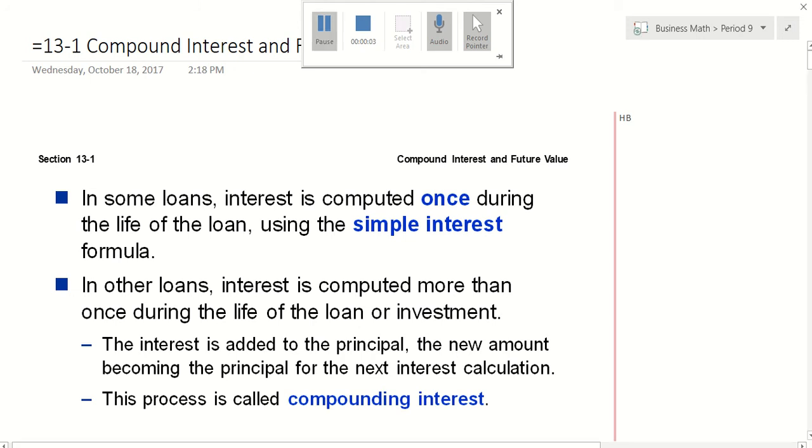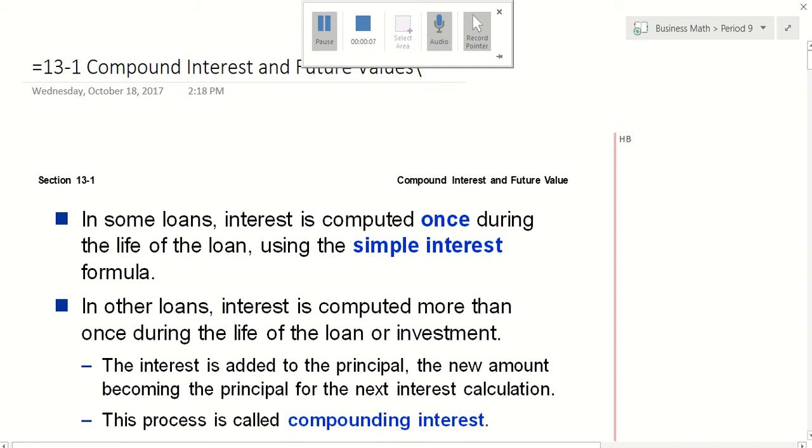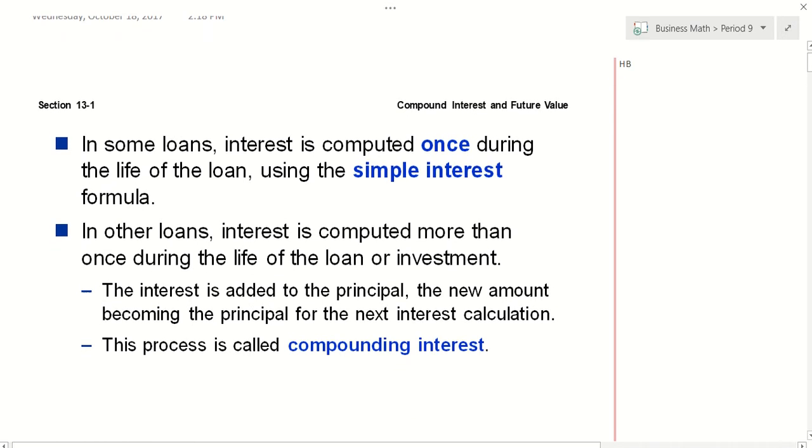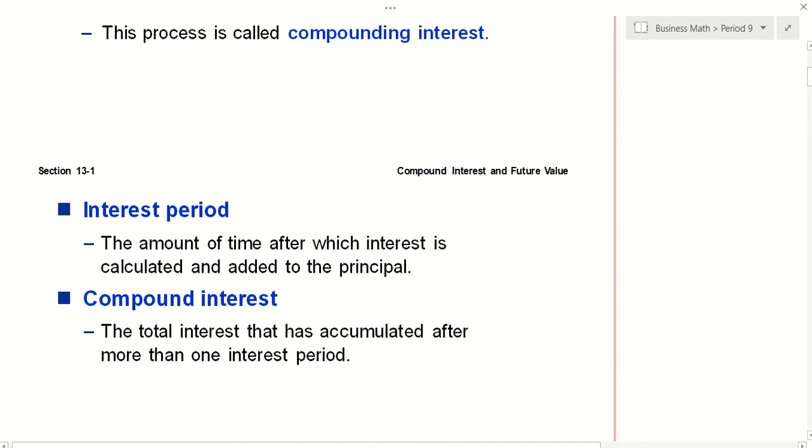13.1, compound interest and future values. In some loans, interest is compounded only once during the life of the loan using the simple interest formula. You saw this in Unit 11. But in other loans, it's compounded more than once during the life of the loan. Interest is added to the principal, and then that new principal again gets interest on it. That's what compounding means.